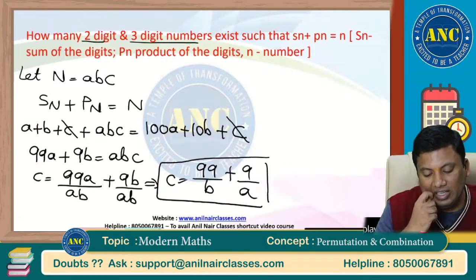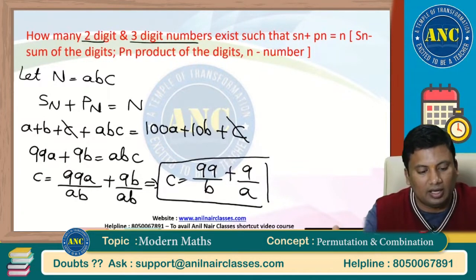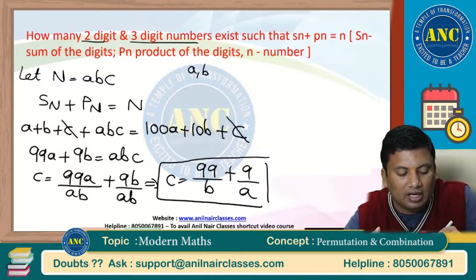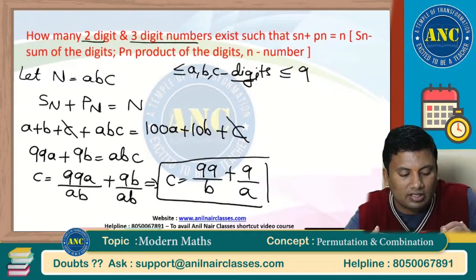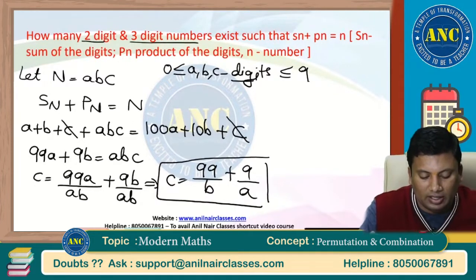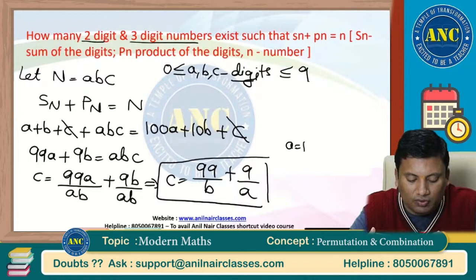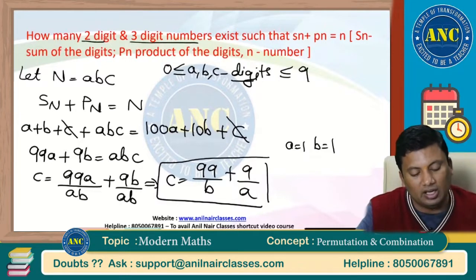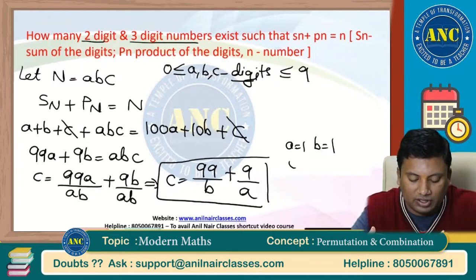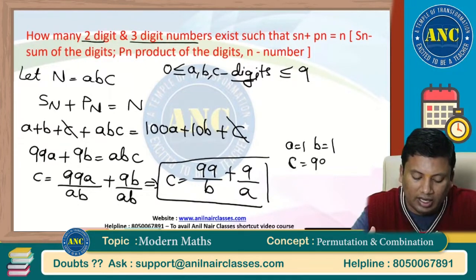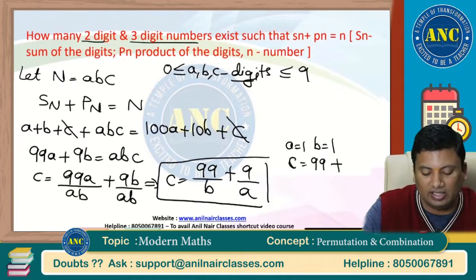C is 99 by B plus 9 by A. What are A, B, C here? A, B, C are nothing but digits, which are less than or equivalent to 9. Suppose A is 1, B is 1. 99 by 1 is 99, plus something, so C will become 99 plus. That is meaningless because C is a digit.